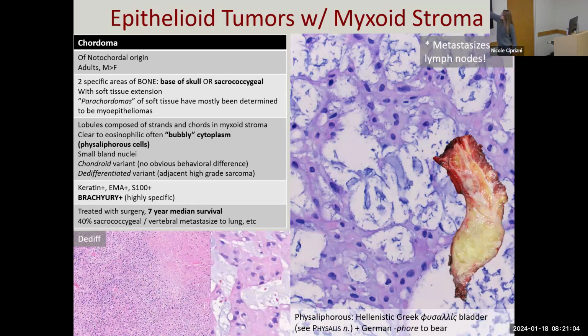So here's a distal tail of sacrum with tumor here. These cells are called physaliphorous because they're kind of bubbly, coming from the origins of the notochord, right? So they're kind of swollen with these bubbles. They can dedifferentiate into a high-grade malignant spindle cell neoplasm, which is dedifferentiated chordoma, but they should maintain at least the brachyury.